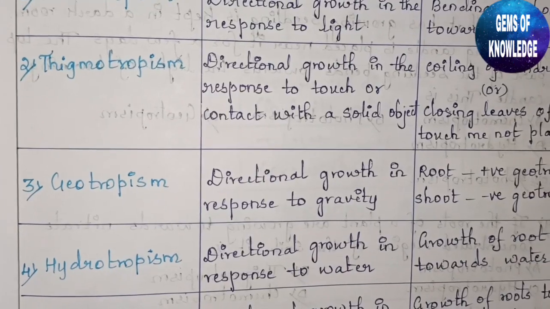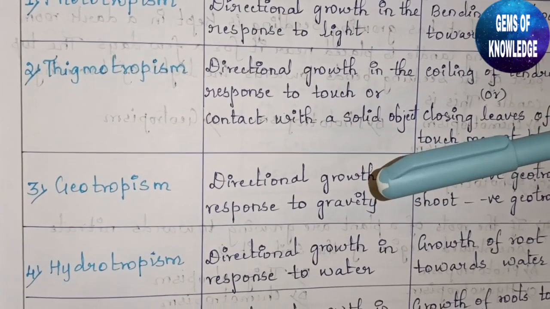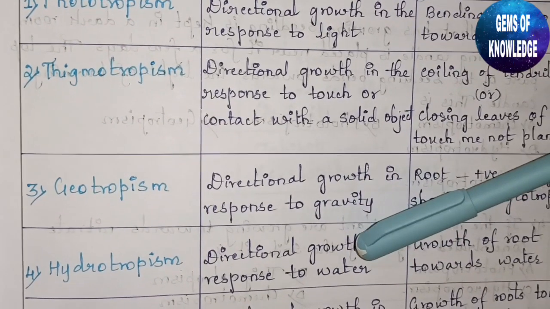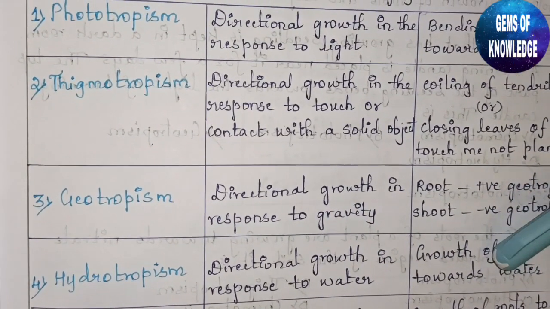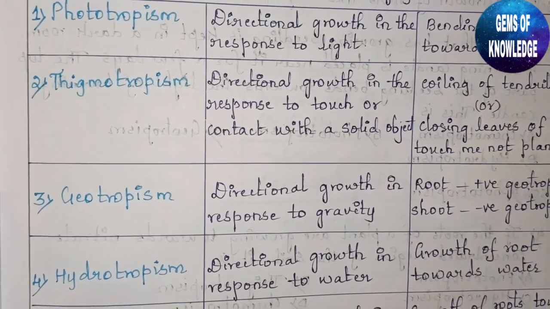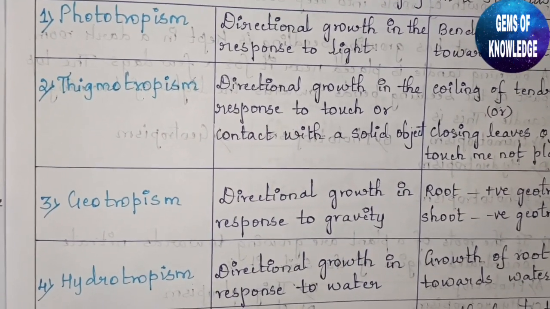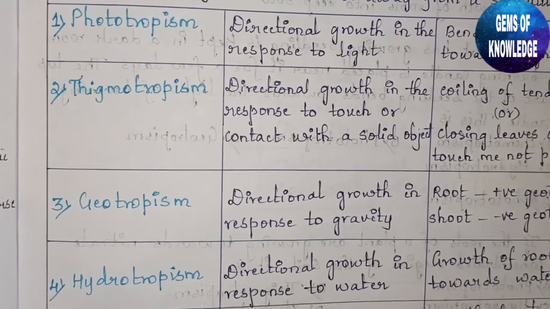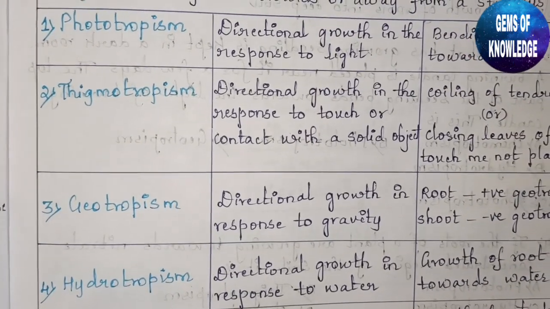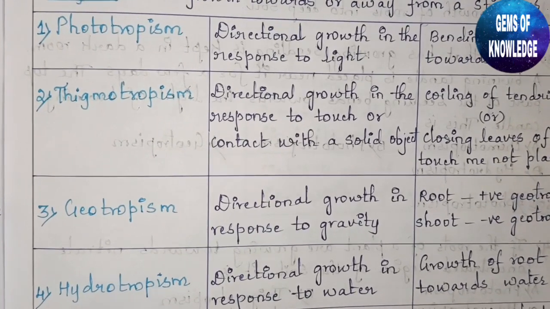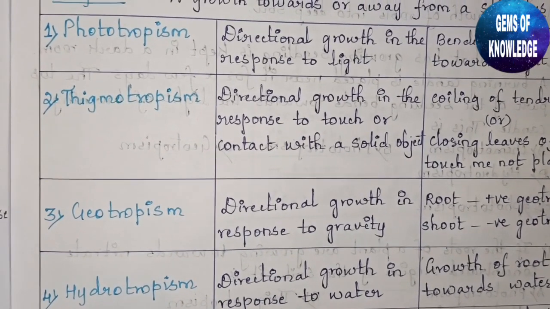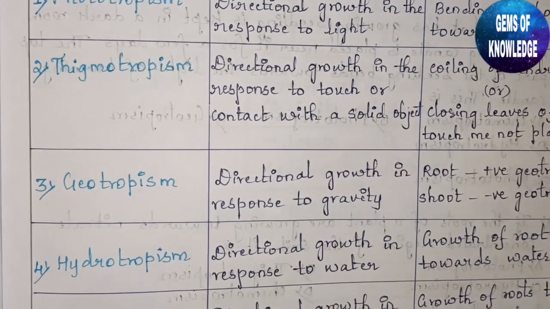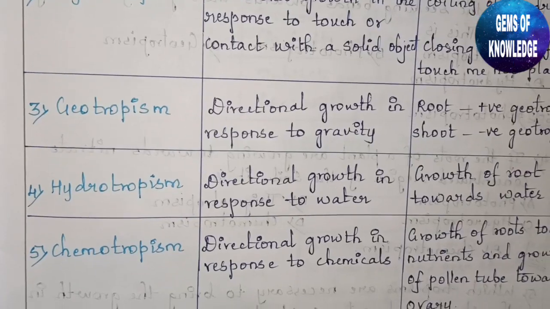Next is hydrotropism. Hydro means water. Directional growth in response to water is hydrotropism. Example: growth of roots towards water. We know that whenever roots are buried in the soil, they move deeper and deeper inside the earth in search of water, as there is underground water. When the root grows inside the earth in search of the water level, that is called hydrotropism.